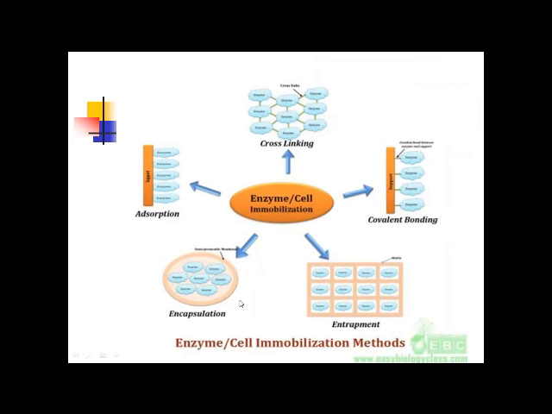This is a diagrammatic representation of various types of techniques for enzyme immobilization, like adsorption, in which enzymes are adsorbed to a particular support. In covalent bonding, there is a covalent bond formation between enzymes and support. In encapsulation, enzymes are encapsulated into particular capsules. In the entrapment method, the enzymes are entrapped in a lattice formation of a gel or polymer. In cross-linking, there is a cross-linking formation between enzymes and support.